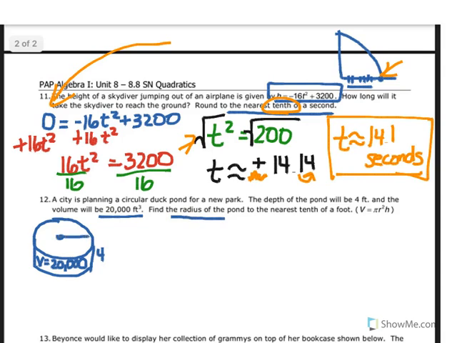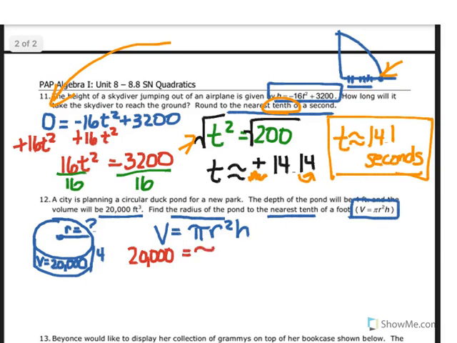So we're trying to find the radius, to the nearest tenth. And they're so nice, they gave us the formula for the volume of a cylinder, which is what this pond would be. So let's write our formula down. V equals pi r squared times the height, and plug in what we know. Well, we know the volume's 20,000, and we're multiplying times pi. You have a pi button on your calculator, so let's just leave that. We don't know what r squared is, but we do know the height is 4.